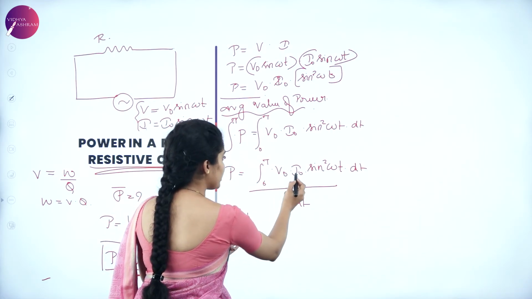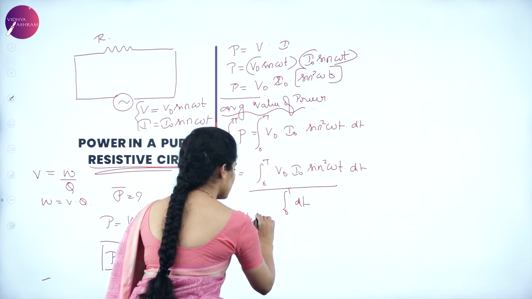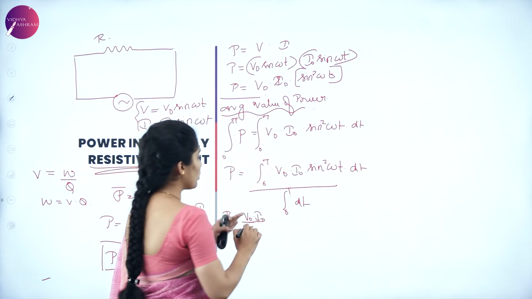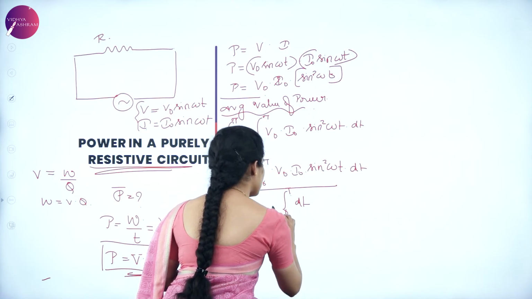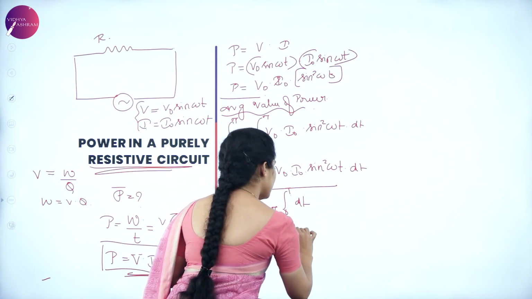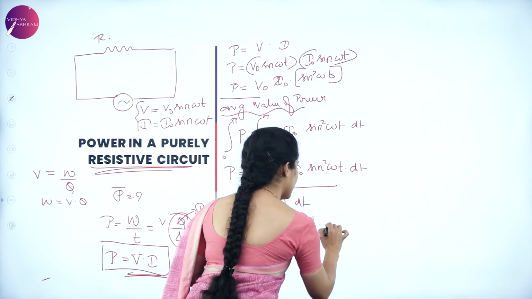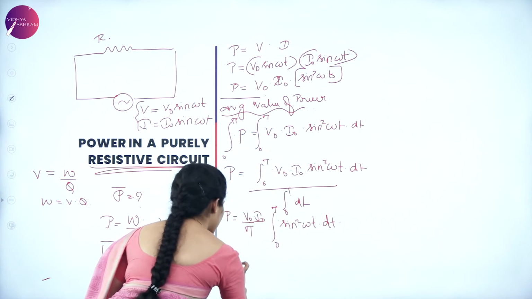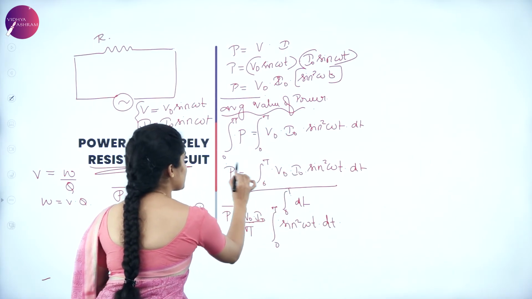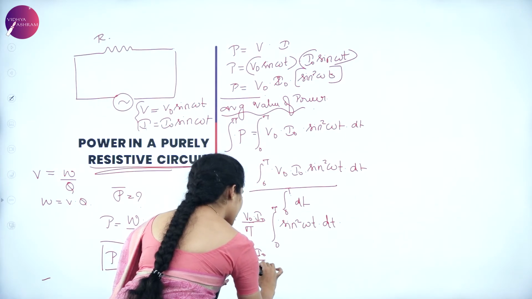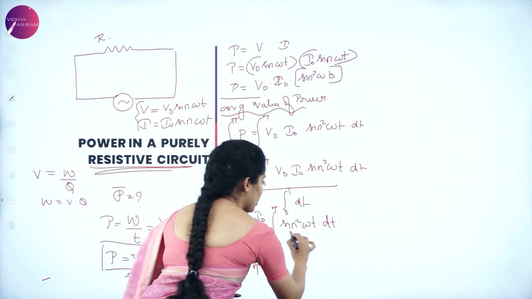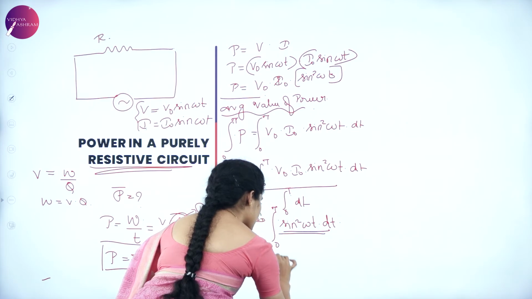So you know V0 and I0 are constant terms. So I just take V0, I0 also outside. So we have the integration 0 to T of sine square omega T into dt. So P is equal to, this is the average term that we consider. So P average is V0 into I0 divided by T. So equating for this, you will have the integration 0 to T.